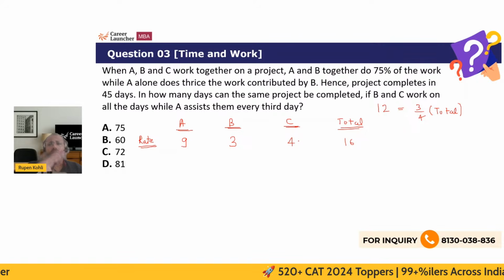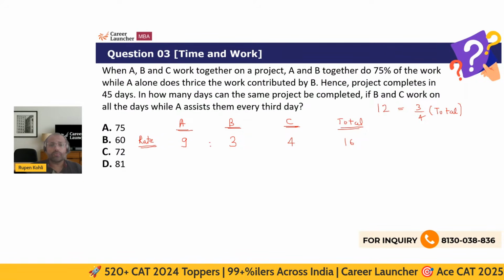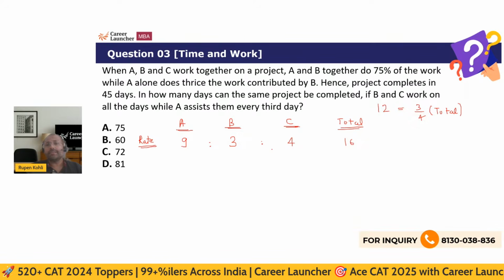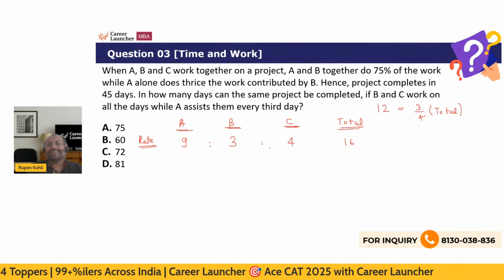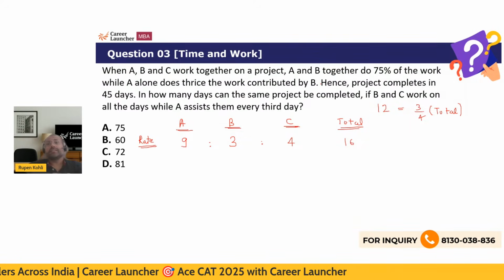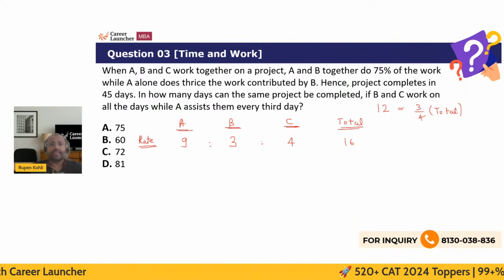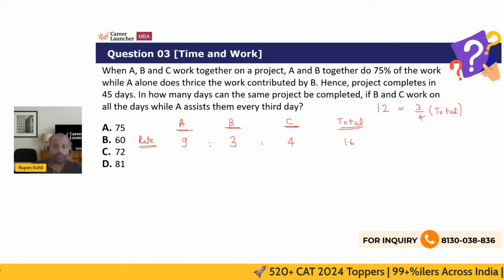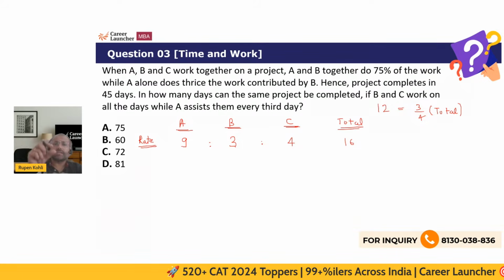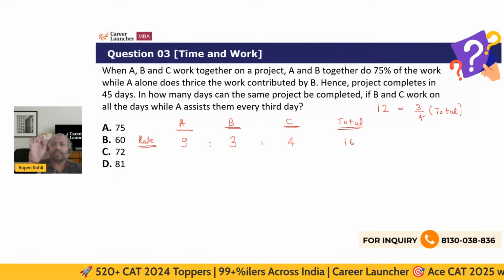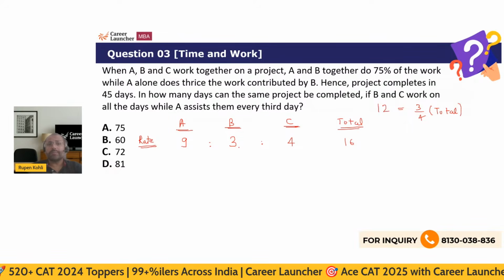So this ratio which I have now got of 9 is to 3 is to 4 of work rate for ABC is justifying the given statement, right? A and B are now doing 12 units of work, which is 75% of 16 units, right? And A is doing thrice the work contributed by B. So just interpreting the percentage and ratio based statements to get this. Hence, project completion 45 days.